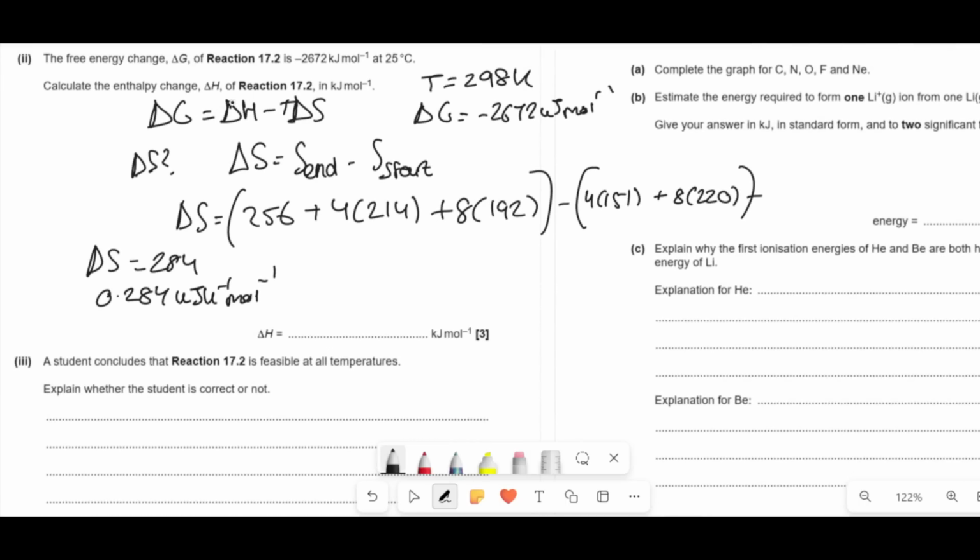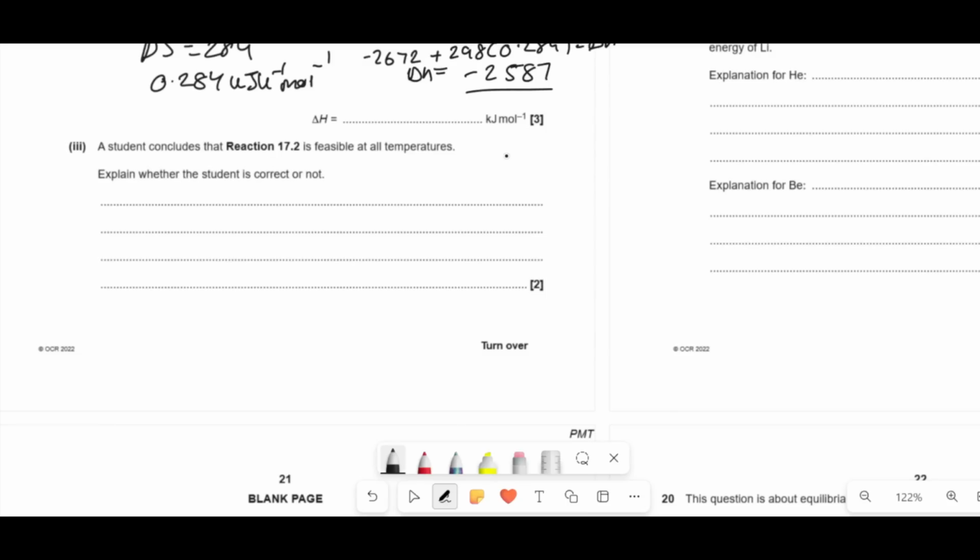Then, you know that delta G equals delta H minus T delta S. So that means that if you add T delta S to that side, you get delta G plus T delta S equals delta H, right? So then all you would do is you would do minus 2672 plus 298 times 0.284, and that will give you your delta H. So therefore, delta H equals that, tidied. So minus 2672 plus 298 times 0.284, and that should give you minus 2587 kilojoules per mole. Done.